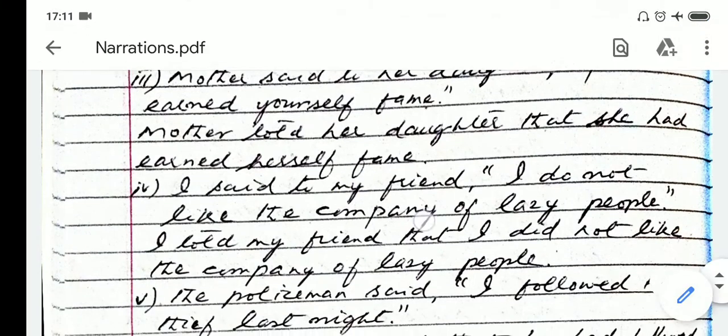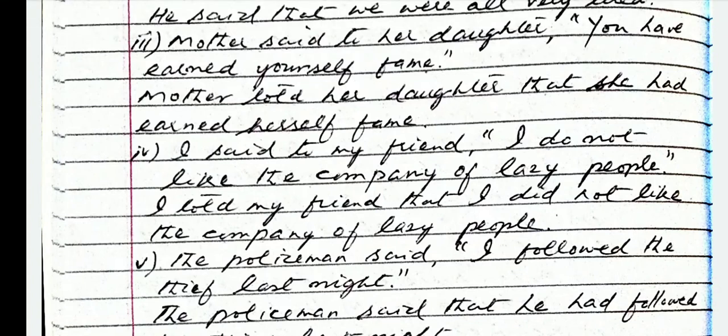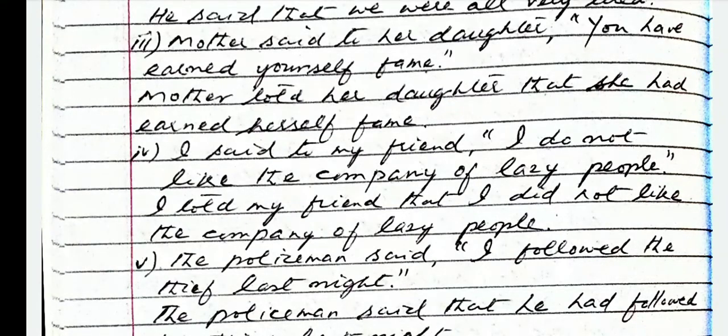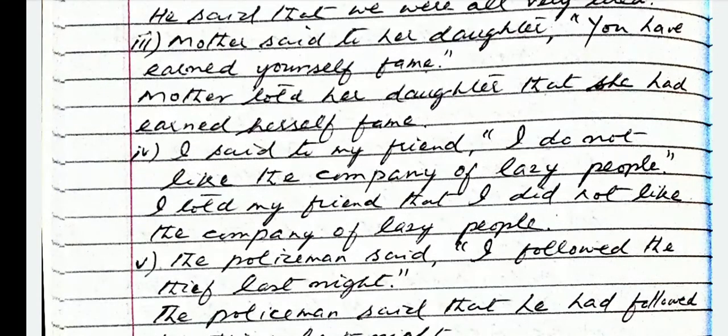Number 4, I said to my friend. Now here you can see there are two persons, I and friend. Now see carefully. "I do not like the company of lazy people." This is present indefinite tense. I told my friend. Whenever there are two persons, I and friend, said to will change into told.